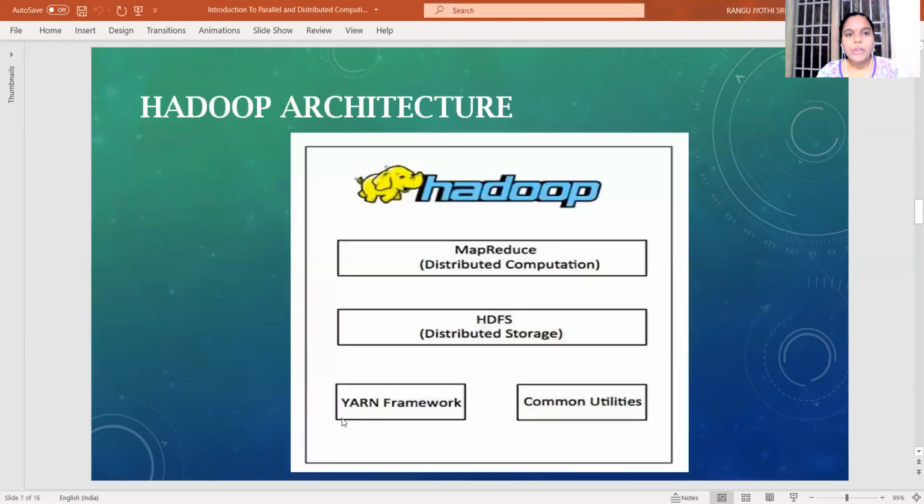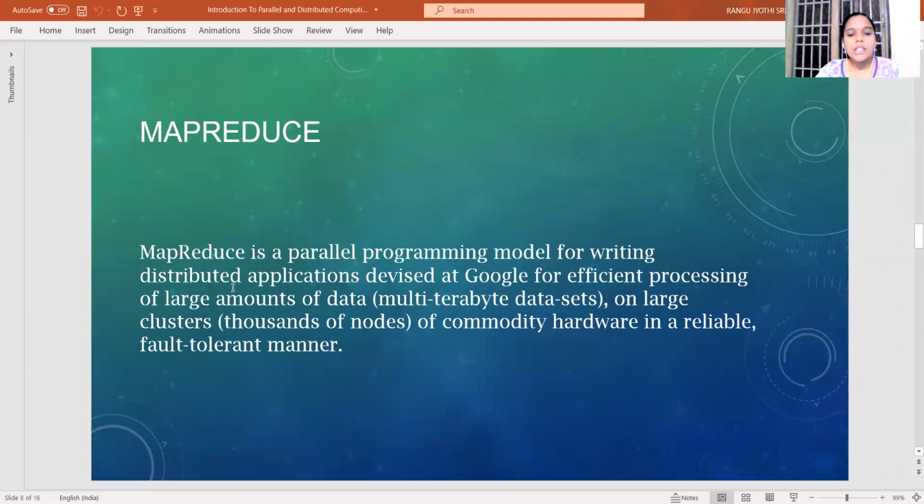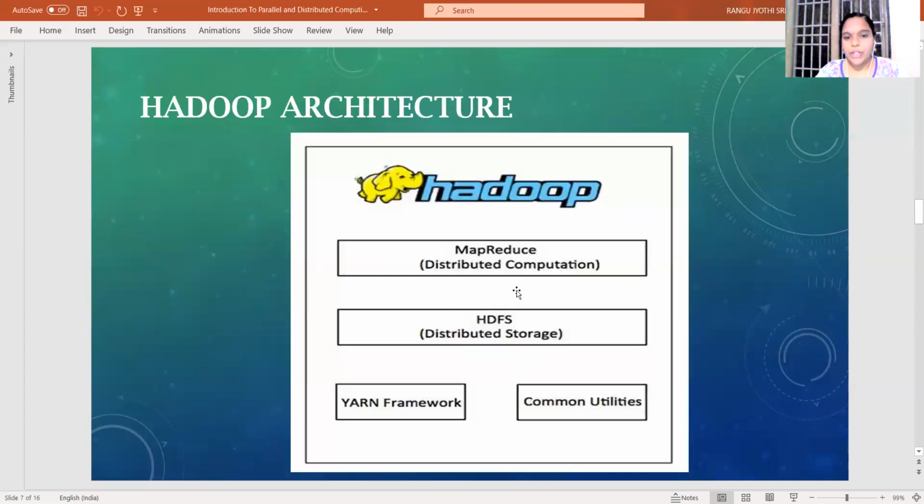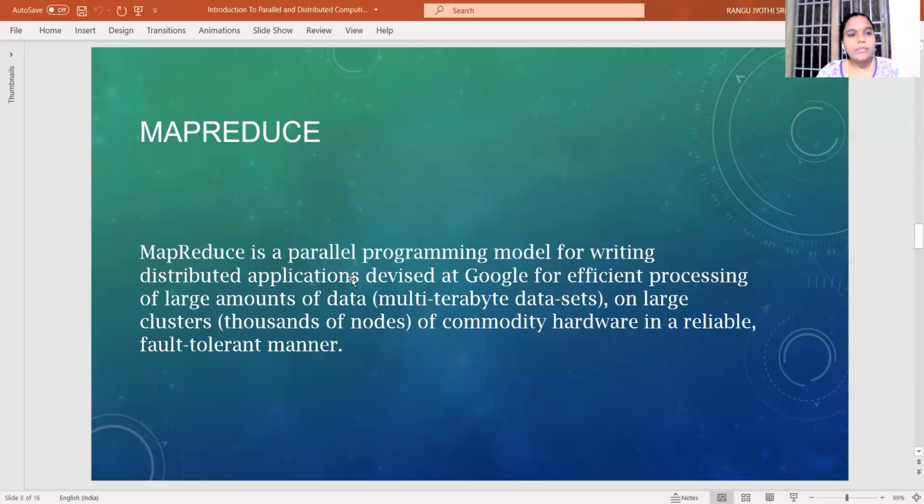Coming to the next, that is Hadoop architecture. Hadoop architecture mainly consists of two core layers. One is MapReduce, that means distributed computation, and the second is the Hadoop Distributed File System, which is also called distributed storage. The other two modules are the YARN framework and common utilities. Now let us understand each of these in detail. First one is distributed computation, which means MapReduce. So let's see that.